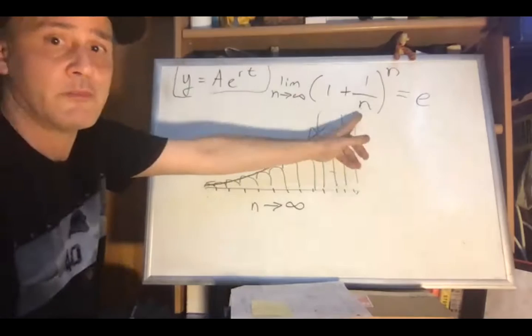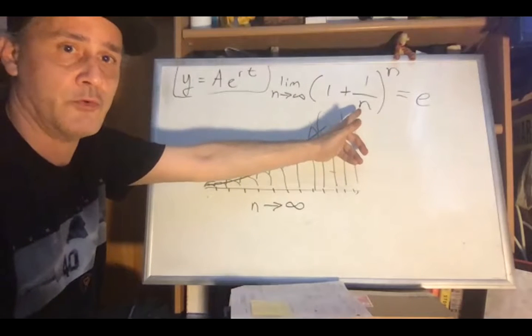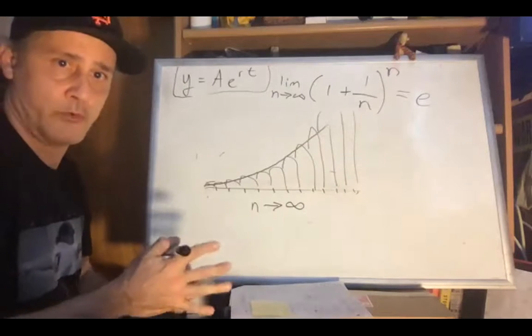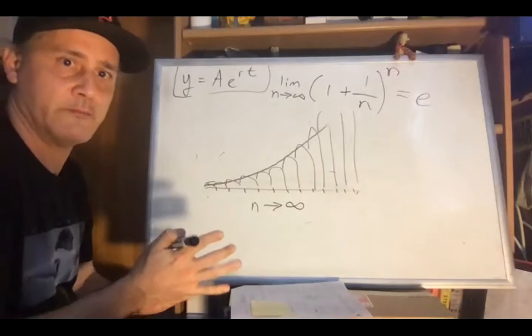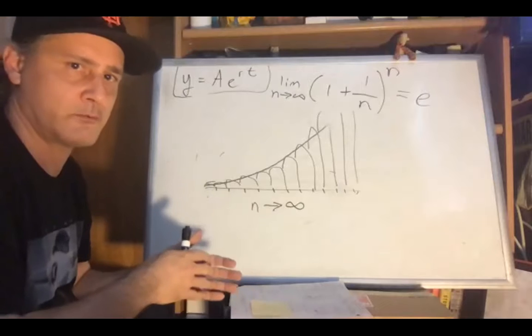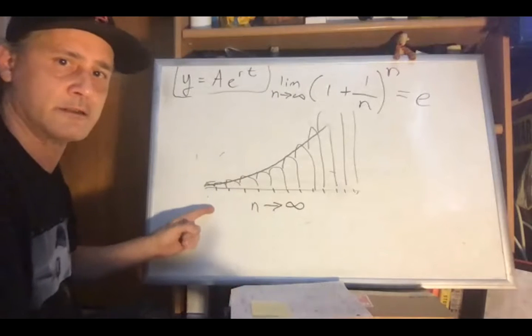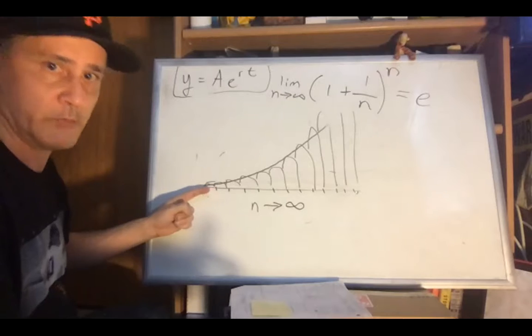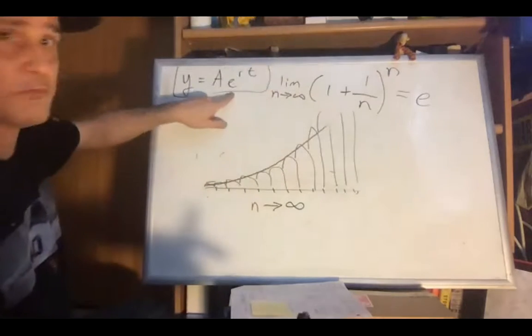So e is a model when you have growth at all points in time. It's not staggered. Man-made growth, like banking, is staggered, right? We have our quarterly intervals, we have our monthly intervals. That's completely man-made. That's not scientific or physiological, biological processes, which happen at all points in time. That's what we use this for.